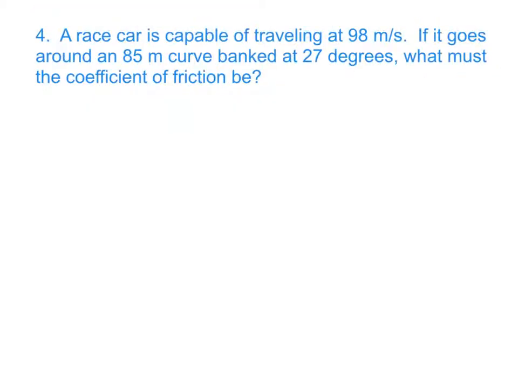Number 4 tells us a race car is capable of traveling at 98 meters per second. If it goes around an 85-meter curve banked at 27 degrees, what must the coefficient of friction be? So the race car is going around the curve. We need to show the diagram. Here's the angle banked at 27 degrees.